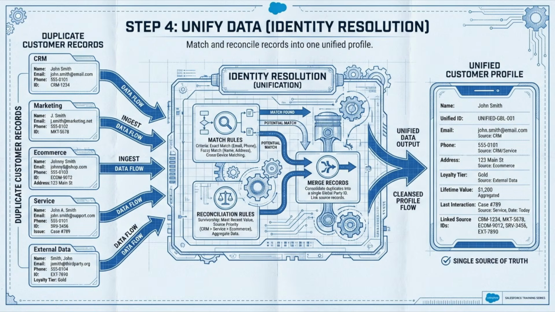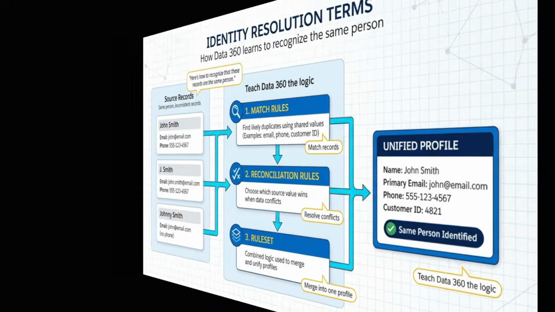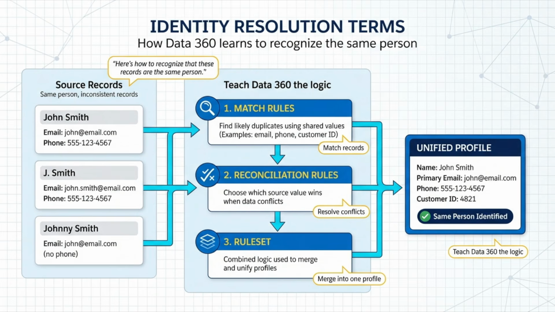4. Unify data, identity resolution. Identity resolution, also called unification, is how Salesforce matches and reconciles records to build a unified profile. This is where you'll hear terms like match rules, reconciliation rules, rulesets. You're essentially teaching Data 360 how to recognize that these records are the same person.